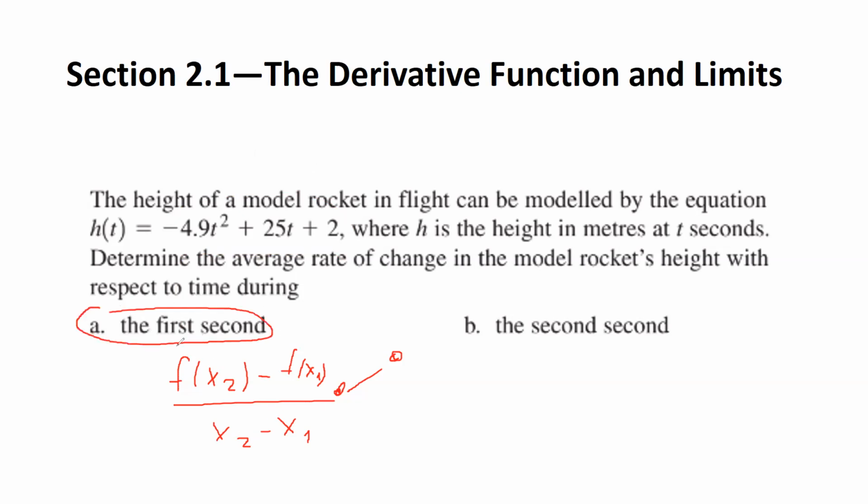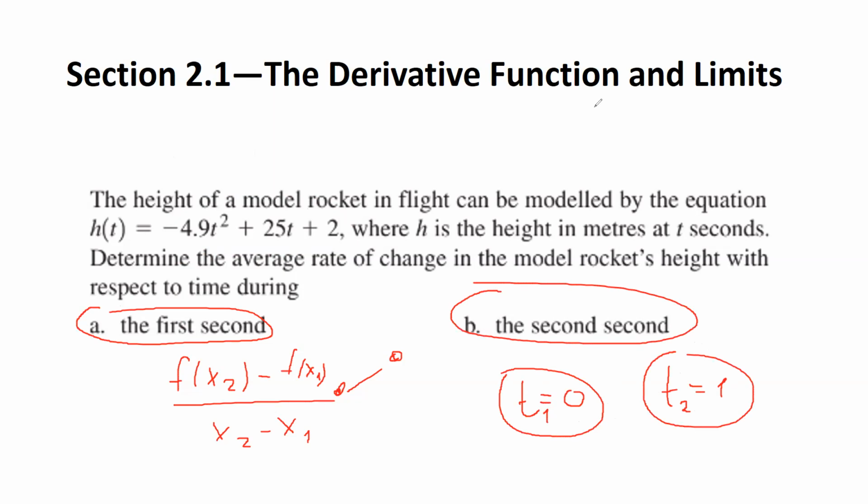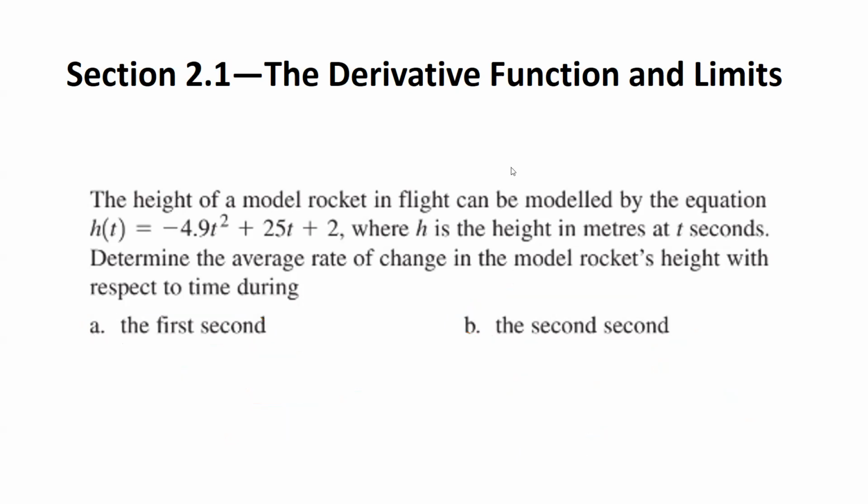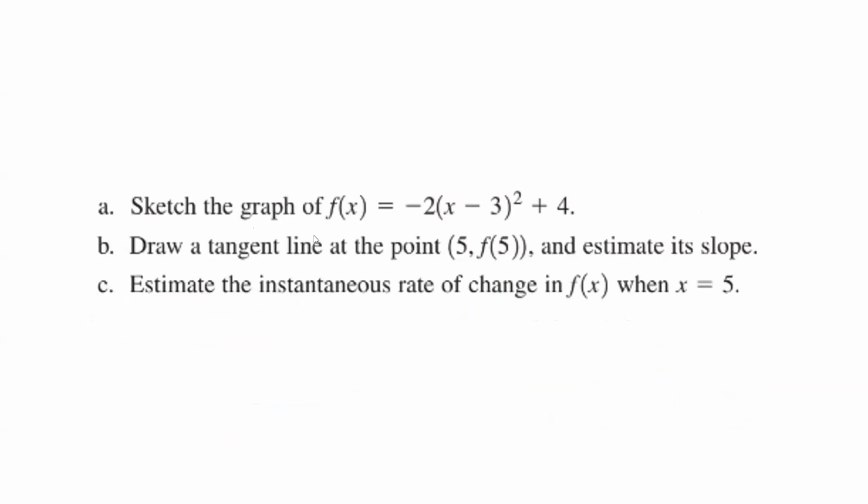For part A, the first second means from 0 seconds to 1 second. T1 would be equal to 0 because it's the first second of the rocket's flight, and T2 would be equal to 1. For the second second, T1 would be 1 and T2 would be 2. So you got it? Yeah, I got it. I'm also going to post it online, so just look it through.